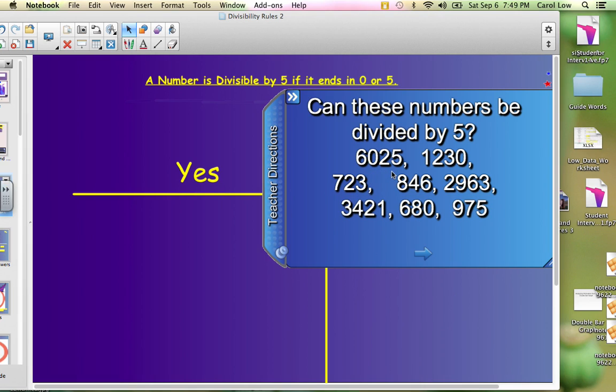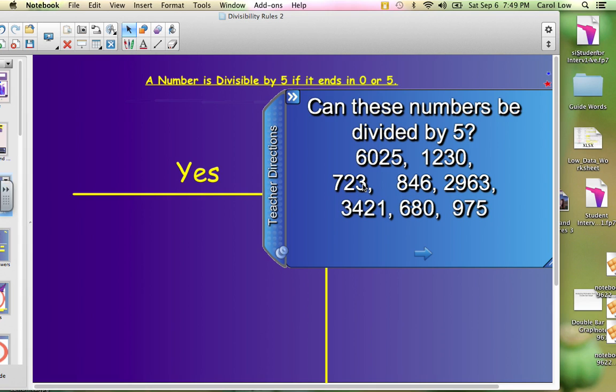6,225. Yes or no? What do you think? Yes, because it ends in a 5 or a 0. The next one is 1,230. Mr. Lau, can that be divided by 5? Yes. Thumbs up, yes, because it ends in a 0. The next one, 723. Does it end in a 5 or a 0? No, it doesn't. So it cannot be divisible by 3. Or I'm sorry, by 5.